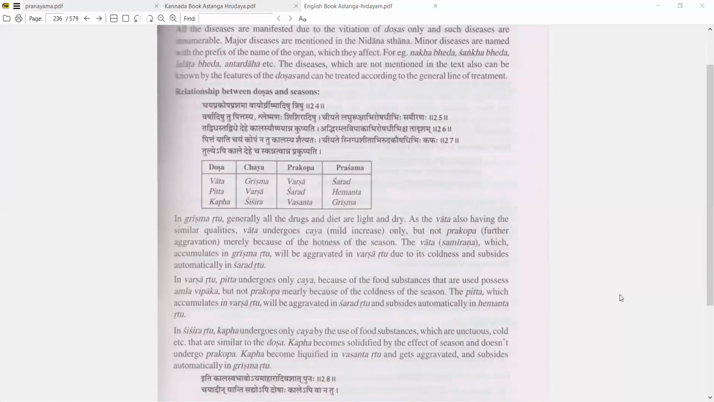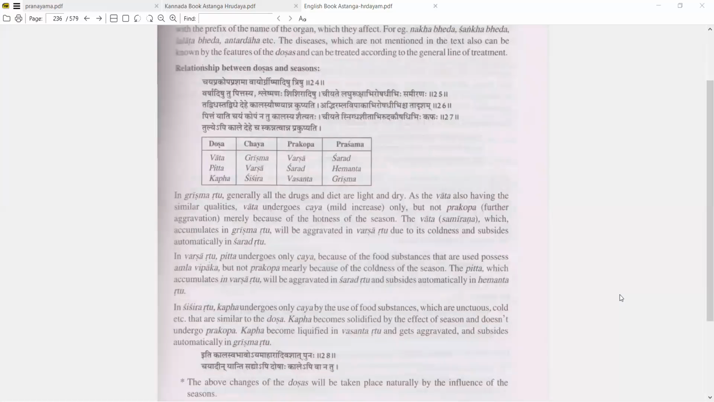In Shishira Rutu, Kapha undergoes only chaya by the use of food substances which are cold, etc., that are similar to the dosha. Kapha becomes solidified by the effect of the season and does not undergo prakopa. Kapha becomes liquified in Vasanta Rutu and gets aggravated, and subsides automatically in Grishma Rutu.